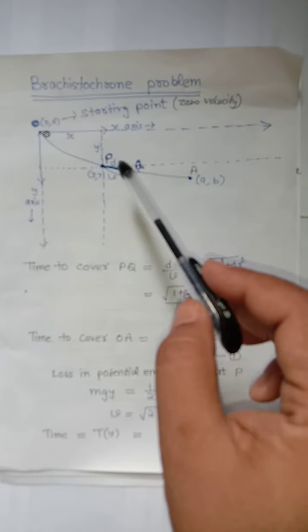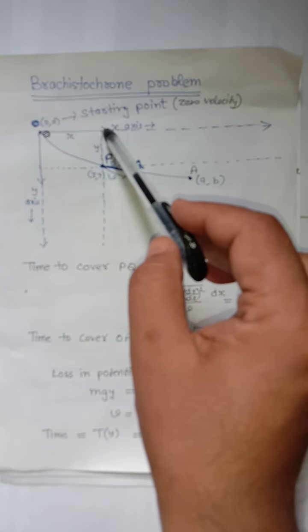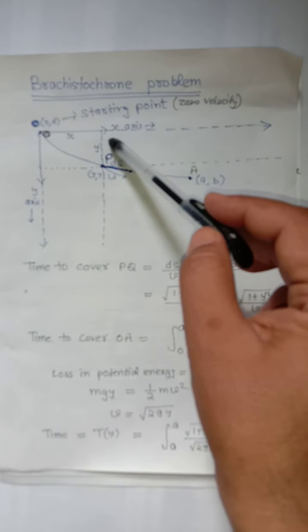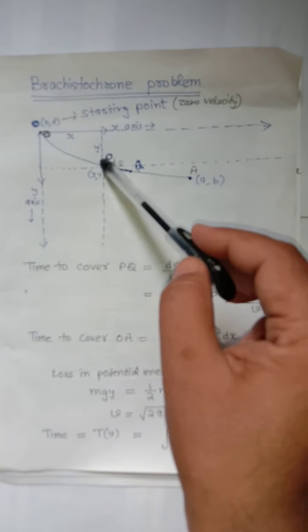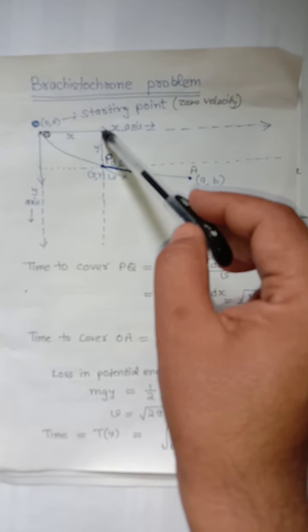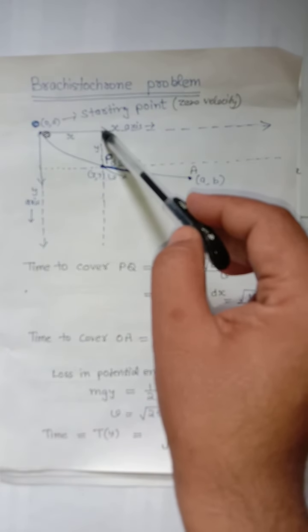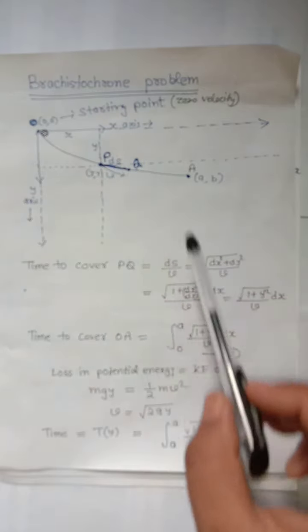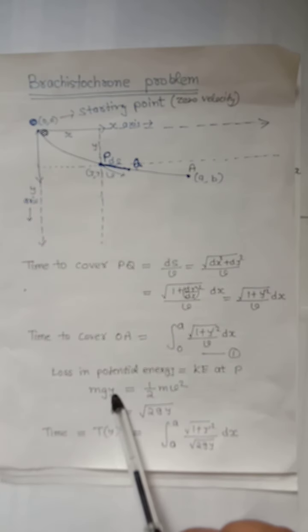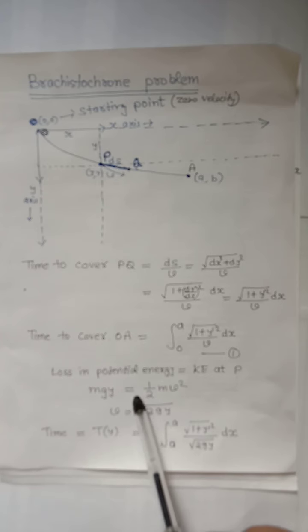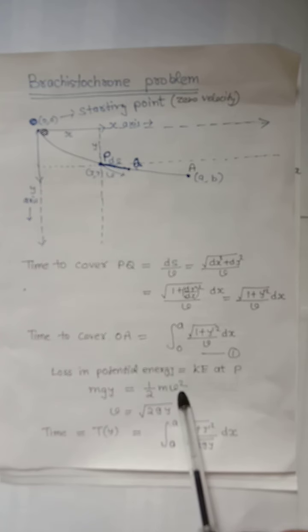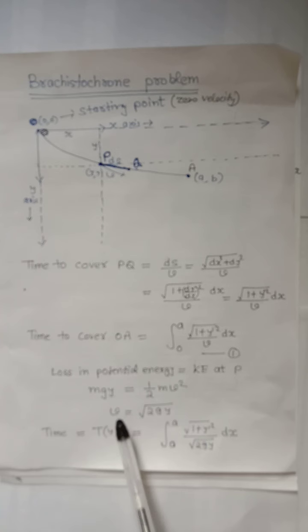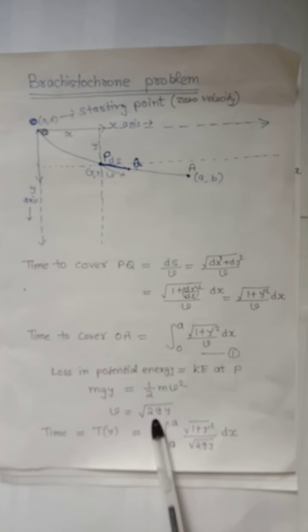So the loss will be equal to mg multiplied by the height of descent. The height of descent is how much it has gone down, y. By y it has gone down. So the loss in potential energy will be mgy, and it will equal half mv squared, the gained kinetic energy. And from this I can calculate v. So here I have made velocity a function of y.